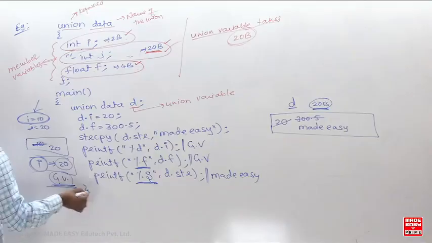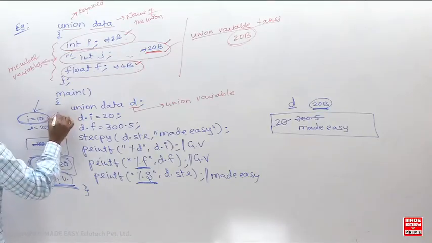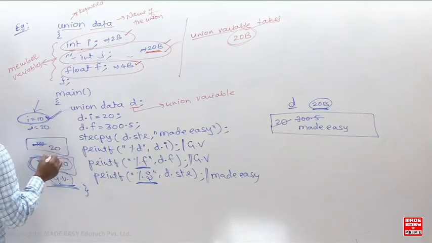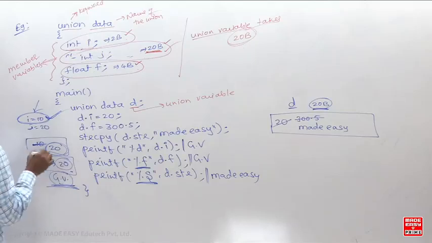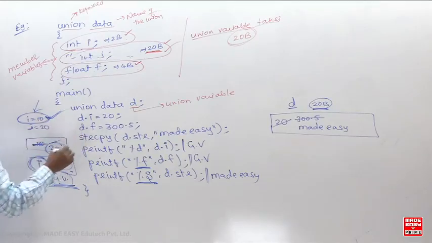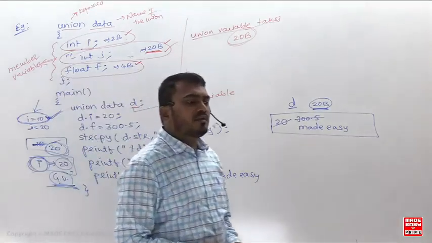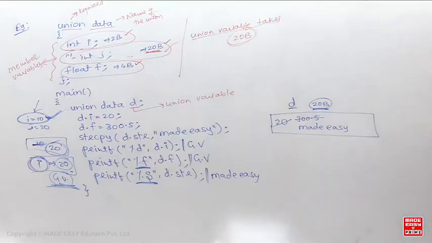What will you do with the 20? What was the value of i? 10. You want to print 10, so what is this printing? It is printing 20. Other than your data, anything is garbage. Other than your data, anything is garbage only.